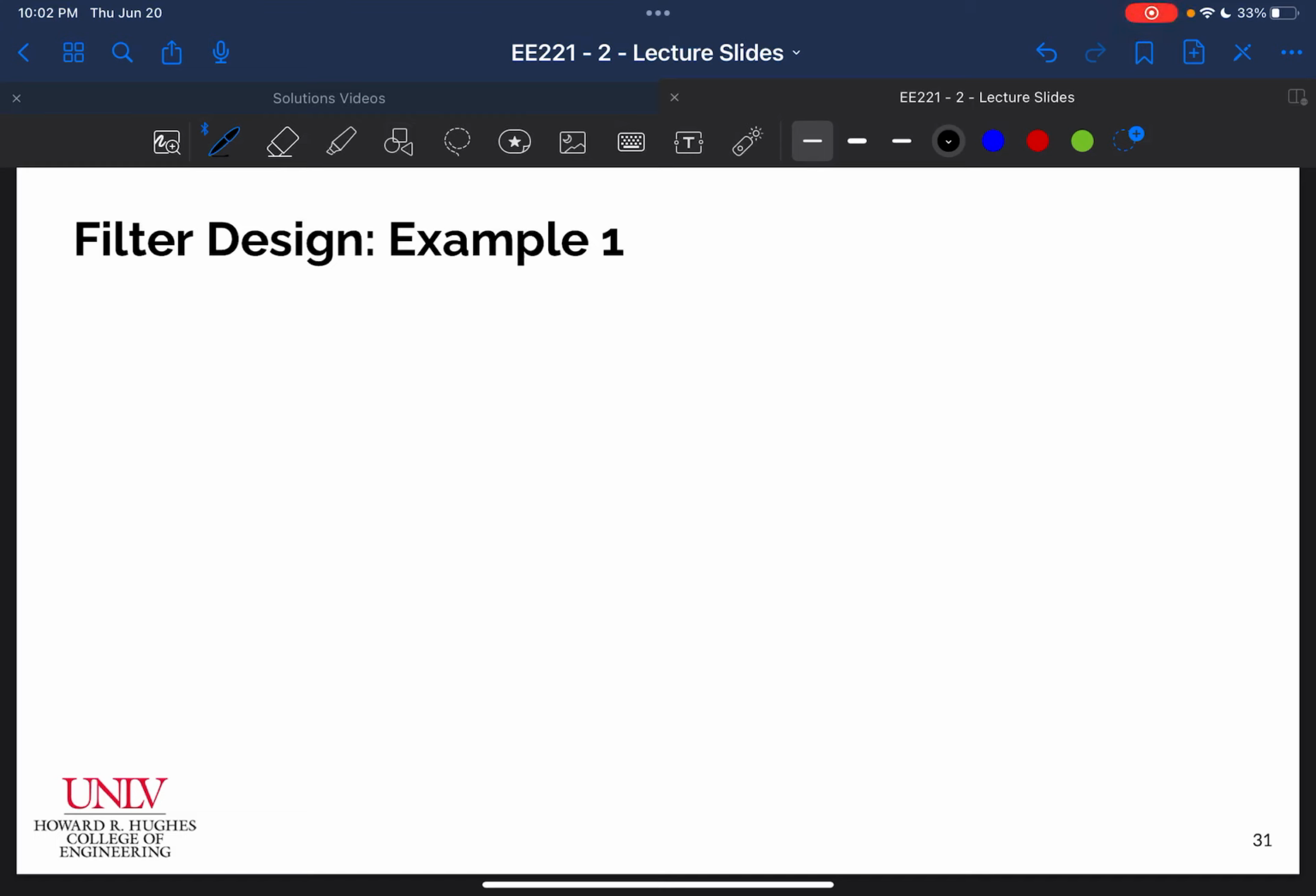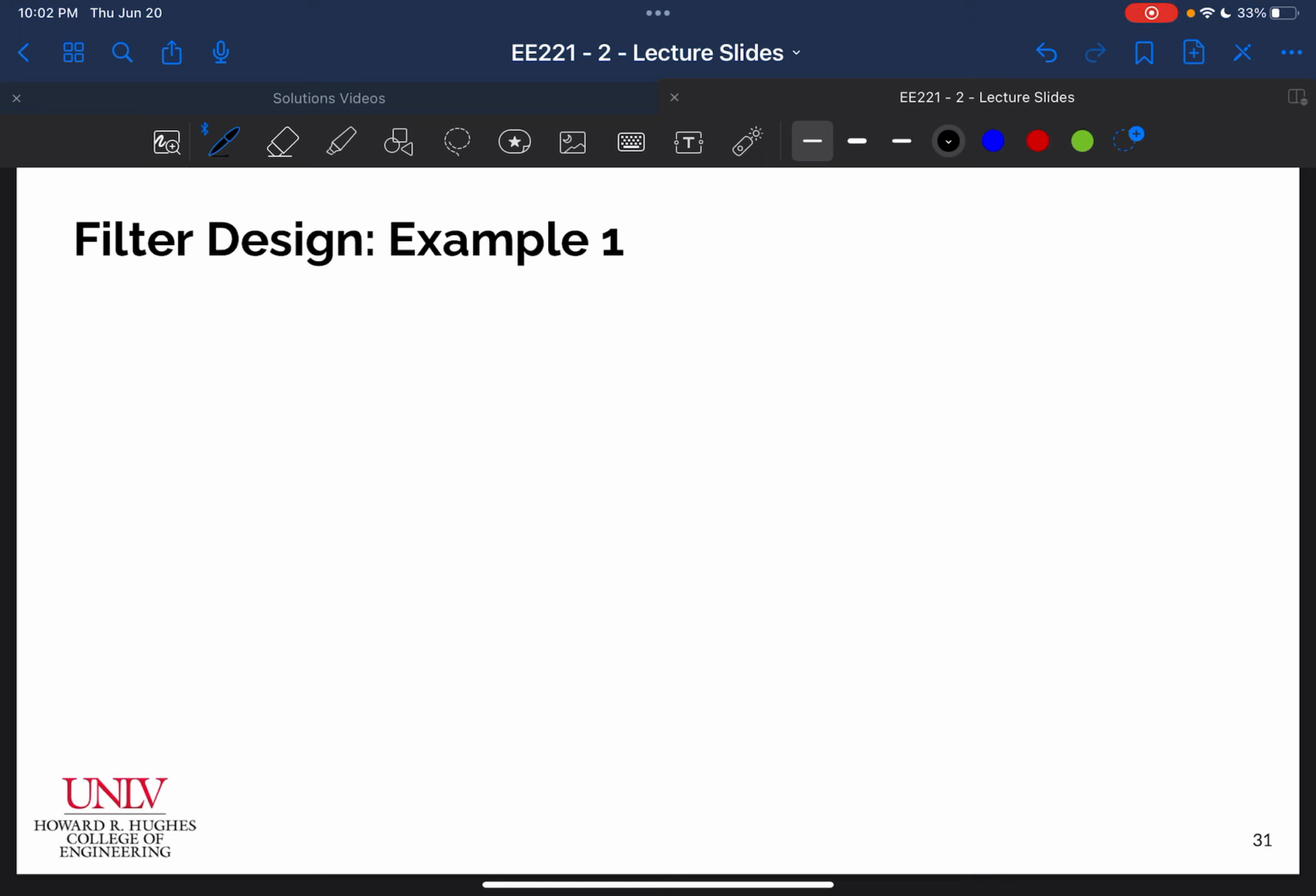All right, so let's do a practical filter design example. This is really practical stuff here. This is definitely something that you could see on an exam. This is something you could see in a project, really, and I think it's really practical. So let's go ahead and do it.